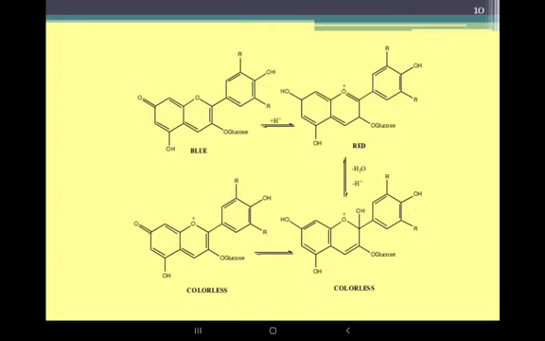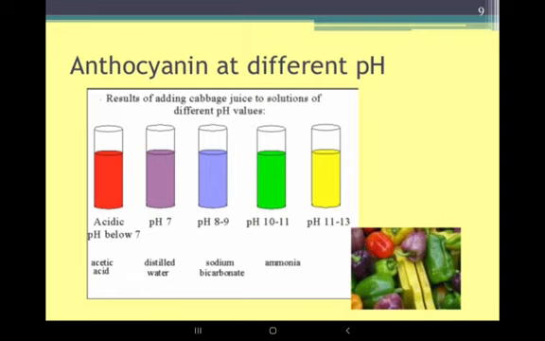Anthocyanin at different pH: the result of adding cabbage juice to solutions of different pH values. This is a very good example of the different pH levels acting on the anthocyanin. Acidic pH below 7 is obtained using acetic acid. With distilled water, the pH level is 7. With sodium bicarbonate, the pH level is 8 to 9. In ammonia, the pH level is 10 to 11. In sodium hydroxide, it's 11 to 13. So these are all the results of adding cabbage juice to solutions of different pH values, giving different colors.